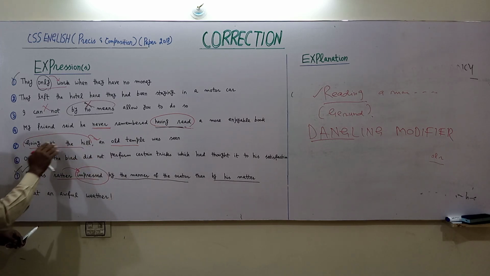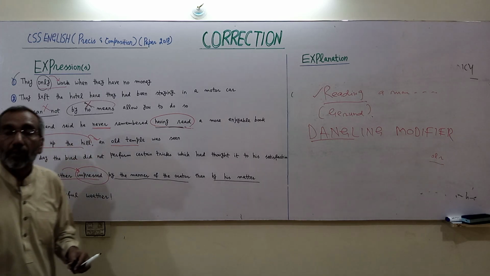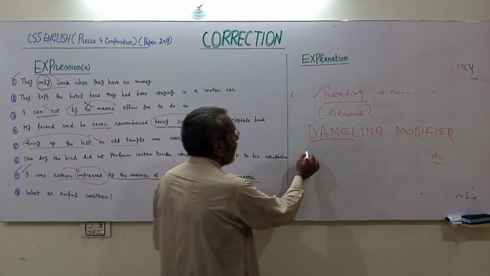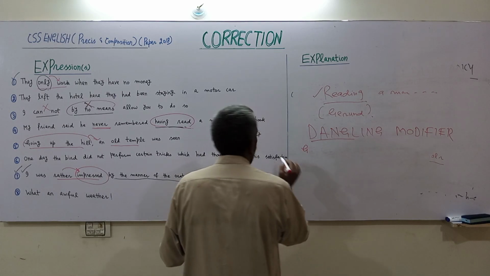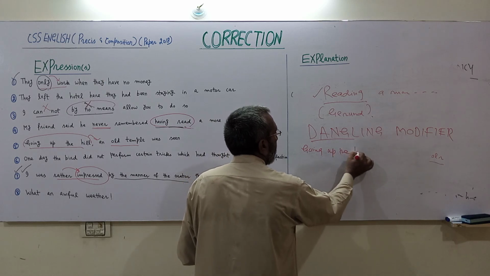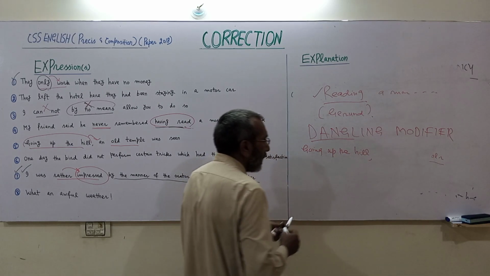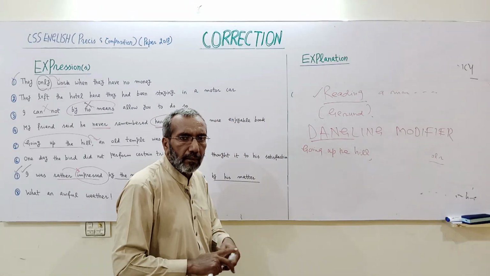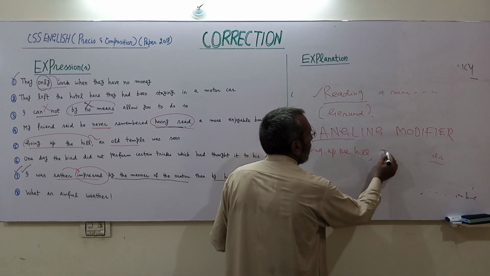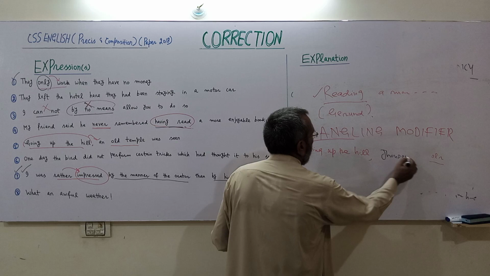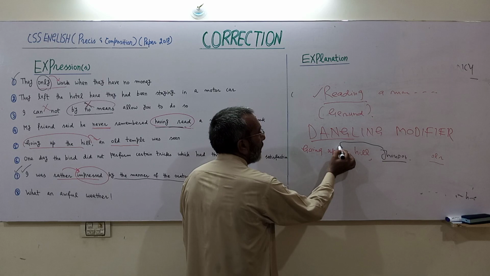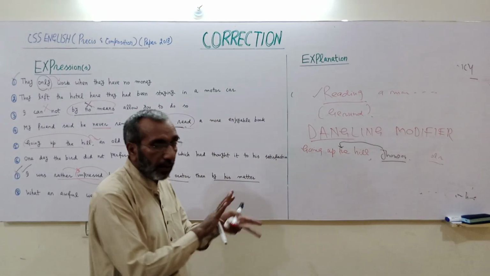Suppose I say, going up the hill. You just keep in mind, who was going up the hill? For proper modification, just use any word, like he, she, Johnson, Taylor, whatever. Going up the hill, suppose I say Johnson. Now, don't you think the modification is proper? Who was going up the hill? Johnson. The relation is proper. It is no more dangling.